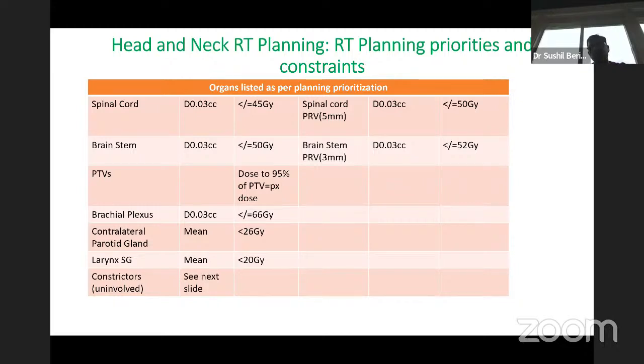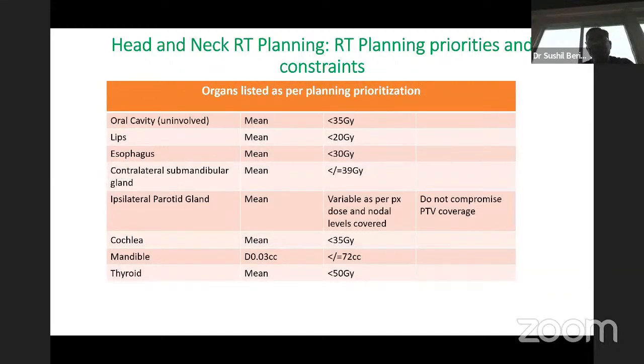The brachial plexus point dose is less than 66 gray. We talked about salivary gland being 26 gray, but if you are sparing the opposite side more than the ipsilateral side, you can even aim for 15 or 16 gray. Constrictor muscle, I'll show you some example. And for larynx, I talked about mean dose less than 20 gray. So these are, again, when you are defining it, we talked about you draw the lip to limit the dose to less than 20 gray.